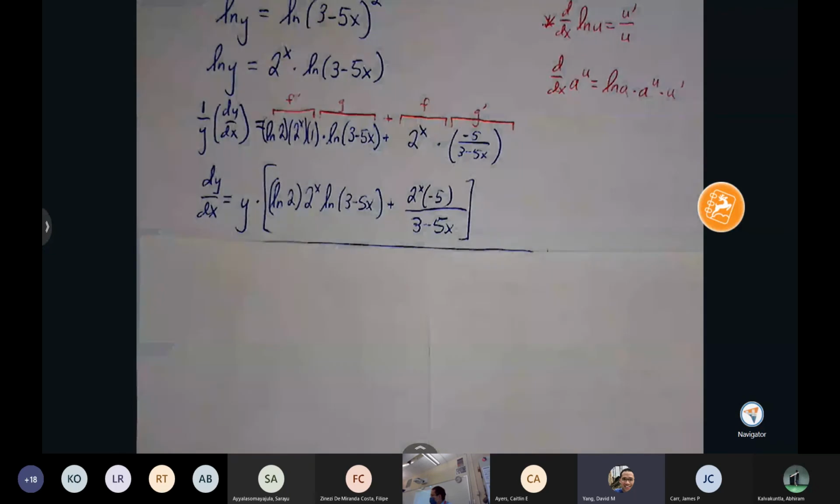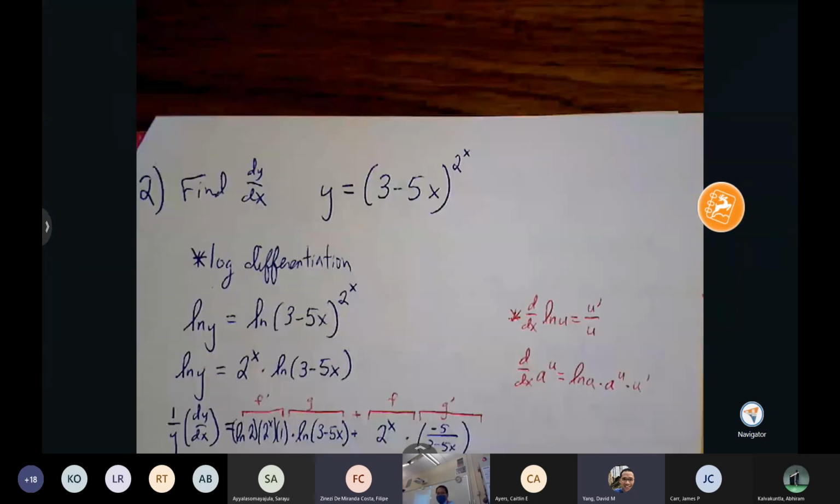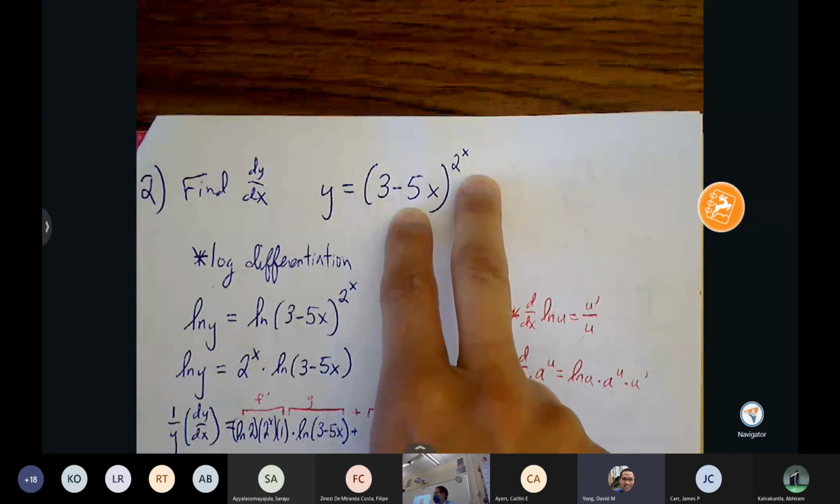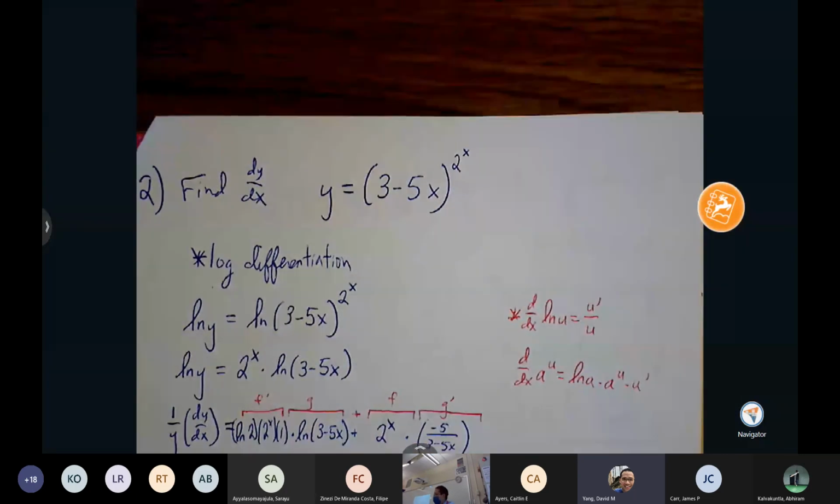Is there any way for me to represent my derivative just in terms of x? Substitute y for what y was equal to. There we go, right? If we start with a function, we should be able to represent our derivative in terms of just x. The y is just kind of a placeholder until we have our final result.